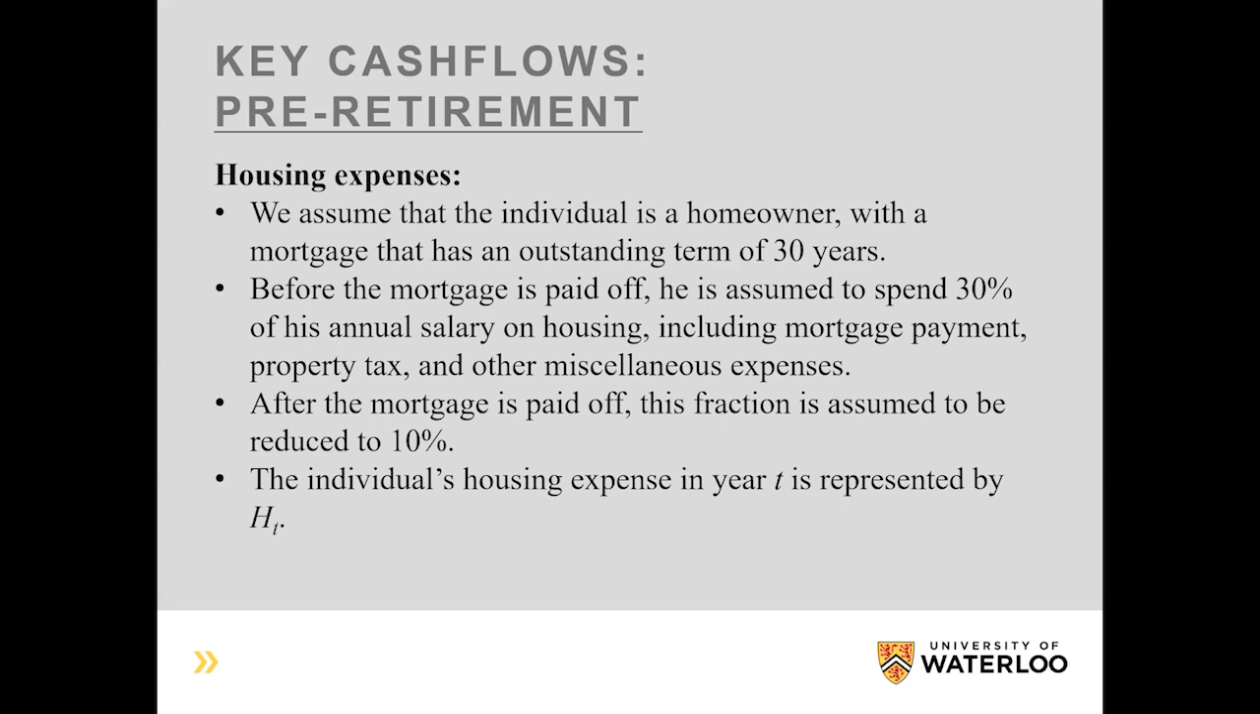Next, we have housing expenses. We assume that the individual is a homeowner with a mortgage that has an outstanding term of 30 years. Before the mortgage is paid off, he is assumed to spend 30% of his annual salary on housing, including mortgage payments, property taxes, and other miscellaneous expenses. After the mortgage is paid off, this fraction is assumed to be reduced to 10%. And in our modeling work, the individual's housing expense in year T is represented by the symbol HT.